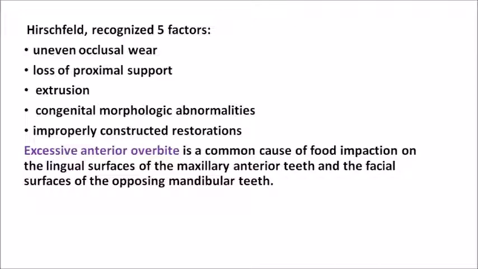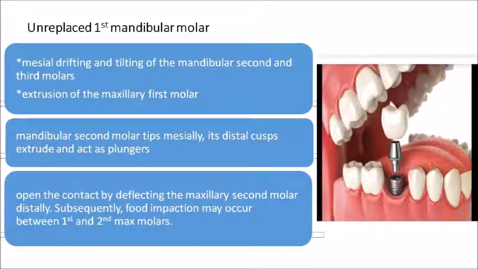One more situation that can cause food impaction is excessive anterior overbite. That means there is an excessive overlap of the maxillary anteriors over the mandibular anteriors. So what will happen? Food impaction happens on the lingual surface of maxillary anteriors as well as on the facial surface of mandibular anteriors. When you imagine that excessive anterior overbite, you can easily picture food impaction happening in these areas.